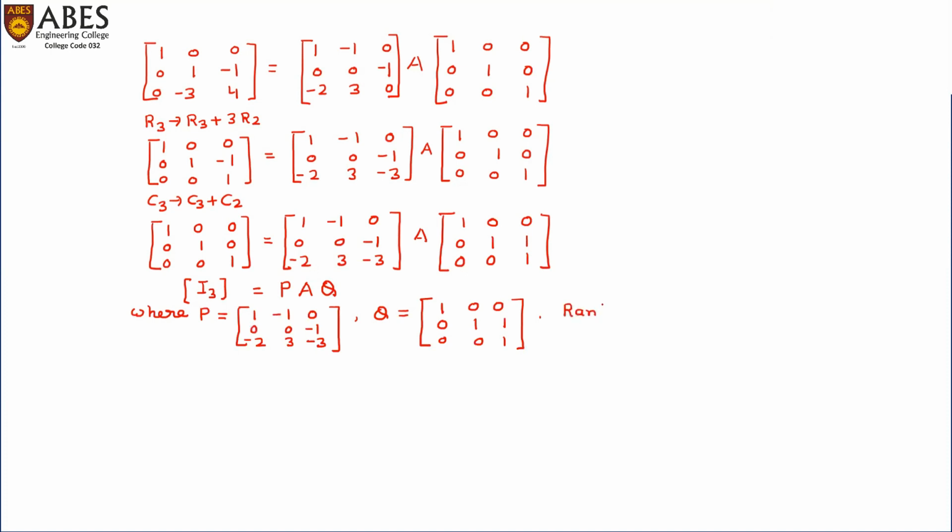The rank of the matrix is the order of the identity matrix. Here the order of the identity matrix is 3, so the rank of the matrix is 3. Then next is to find A inverse.